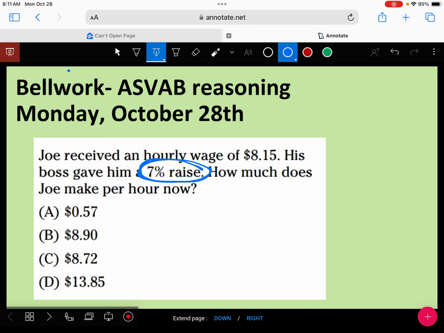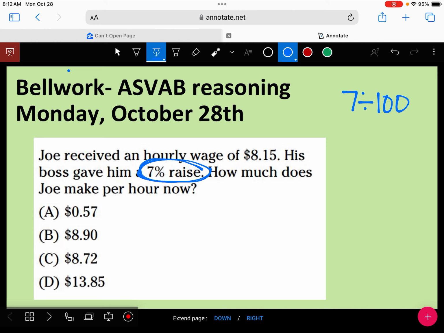0.7 or 0.07. If you're not sure, take your calculator and take 7 divided by 100. That's how you convert a percentage to a decimal. So what's 7 divided by 100? 0.07. 0.7 is 70%. Okay, so he didn't get a 70% raise. He got a 7% raise.